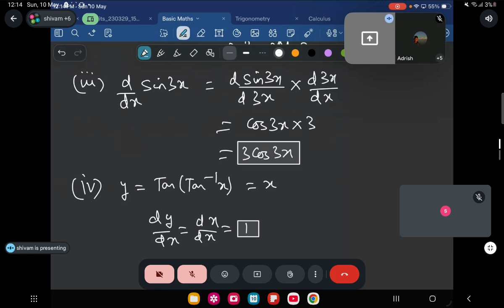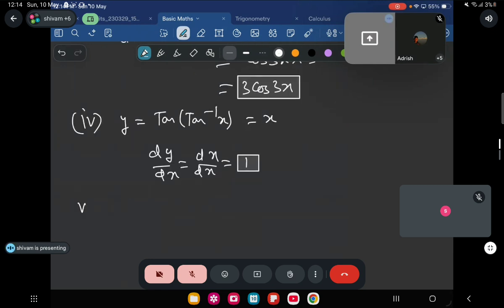Part 5 and part 6, okay? Let's solve. Part 5. Can you explain what's this part? Tan of tan inverse x is equal to x. Okay, explain in detail how it is coming, tan of tan inverse x is equal to x? Pay attention.